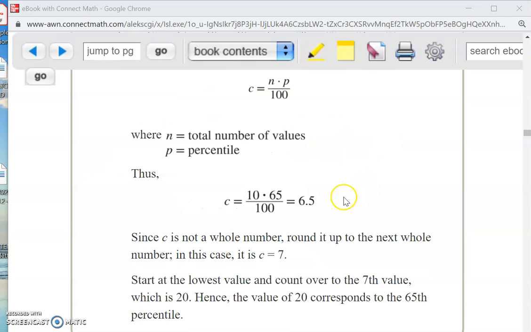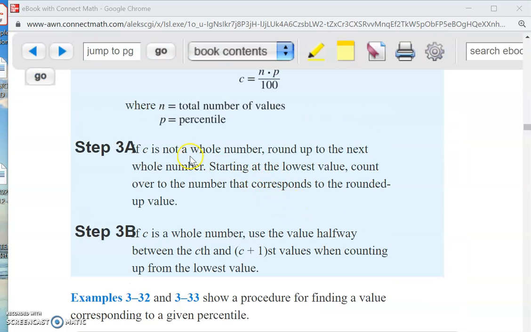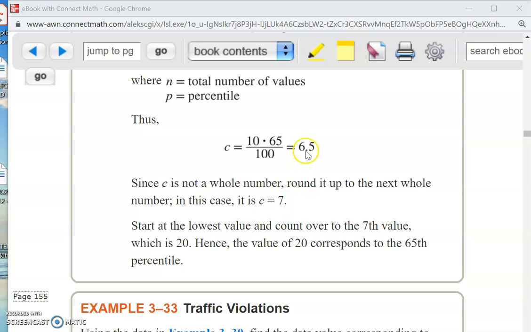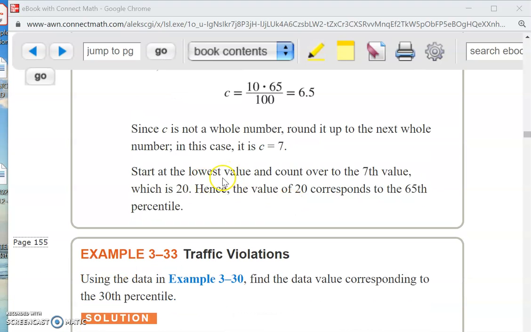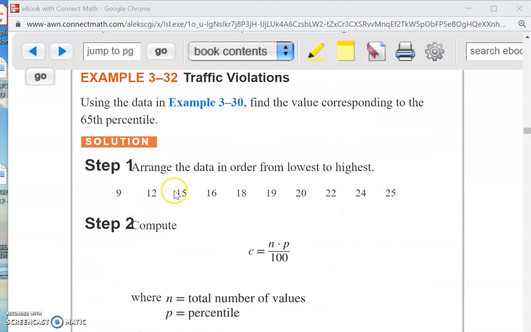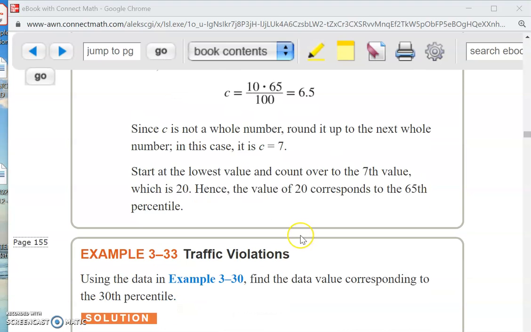Well, unfortunately, 6.5, there is no position 6.5. There's a position 6, there's a position 7, but there's no 6.5. So the rule is, if it's not a whole number, you round it up to the next whole number. Okay? So we round it up to 7. So then we start at the lowest value, we count over to the 7th value. So here we go. 1, 2, 3, 4, 5, 6, 7. That's 20. Okay, so the value of 20 corresponds to the 65th percentile. Okay, so that's the first example.